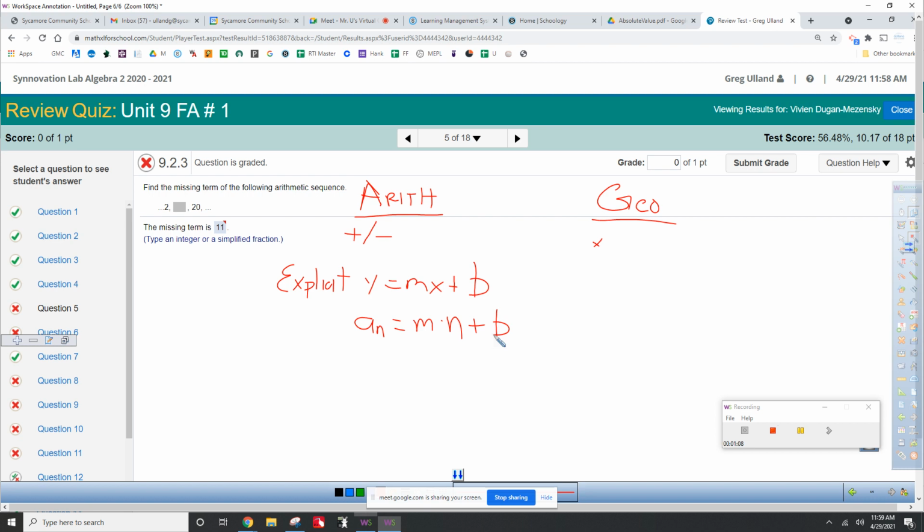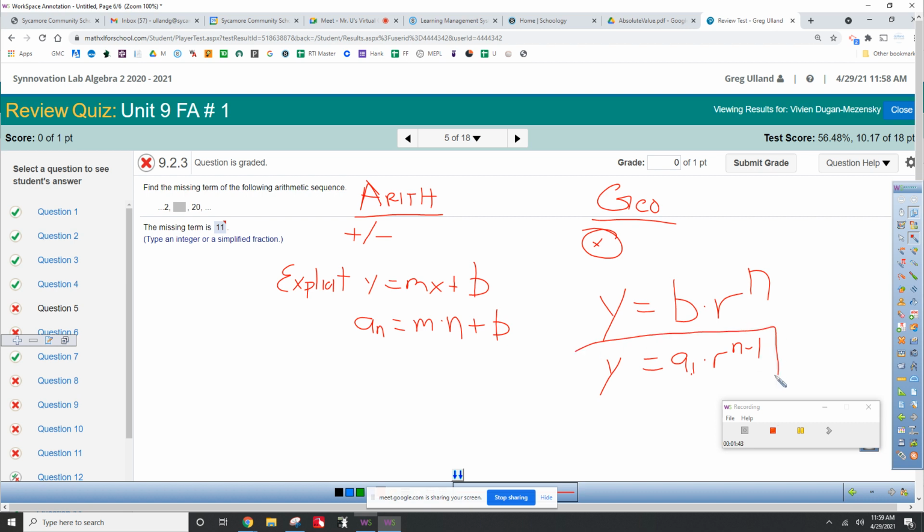For geometric, your explicit is y equals b, the y-intercept, times r, whatever you're multiplying by each time, to the n power. Now, you might also see this as y equals a sub 1, the first term, times r to the n minus 1. I don't use that in any of my videos. This is how I taught it in Algebra 1. It involves the y-intercept, so I prefer to use that one.